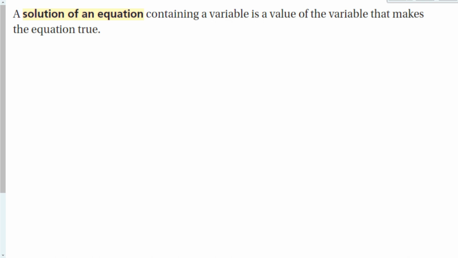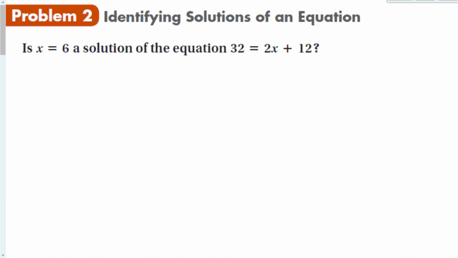So next, the solution to an equation containing a variable is a value of the variable that makes the equation actually true. So if we want to figure this out, we can do it with a little substitution. Is x equal to 6 a solution of the equation 32 is equal to 2x plus 12? Well, I know what I want x to be. There's my variable. Just plug it in. 2 times 6 plus 12.